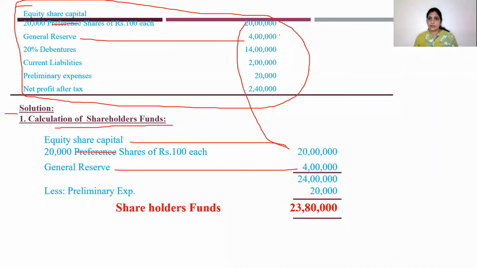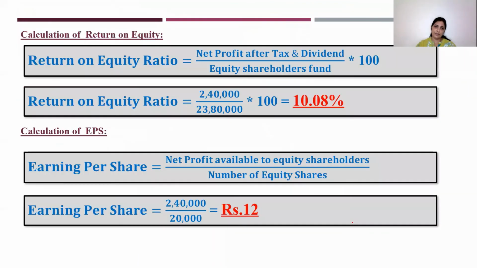all of you can see now. So you see here, general reserve 4 lakhs. When you add, you will get 24 lakhs. Less preliminary expenses. This you have to deduct. This you have done earlier also. 20,000. So shareholders fund is 23 lakhs 80,000. This is the shareholders funds.